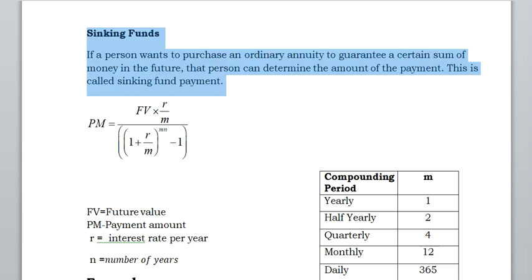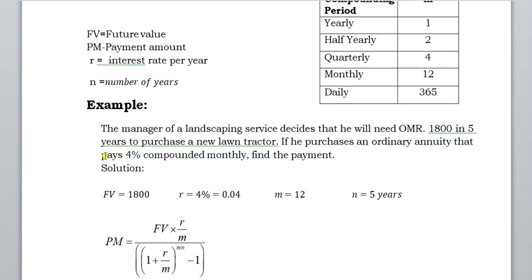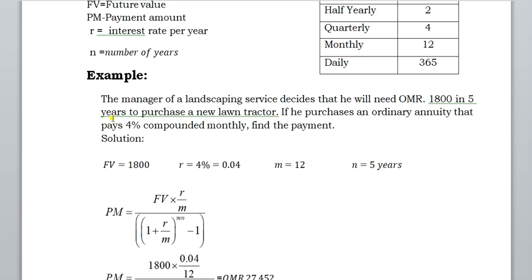Okay, now we will go to the question. So this is the rule for finding the payment. We have an example here. The manager of a landscaping service decides that he will need OMR 1800 in 5 years to purchase a new lawn tractor. If he purchases an ordinary annuity that pays 4% compounded monthly, find the payment.